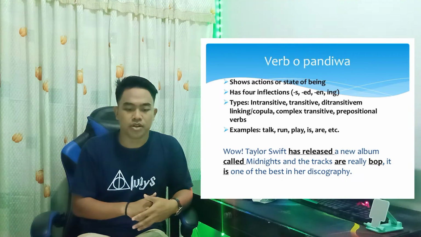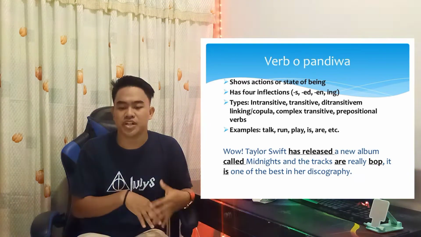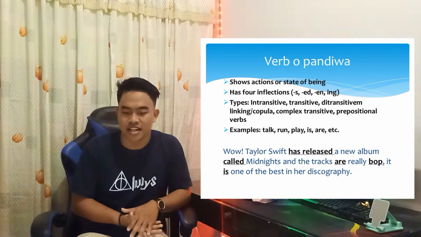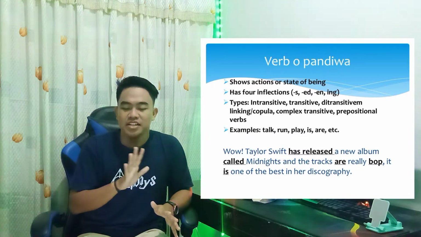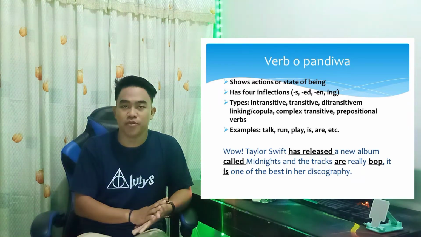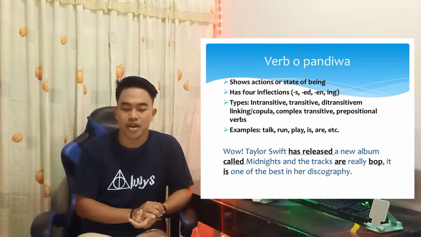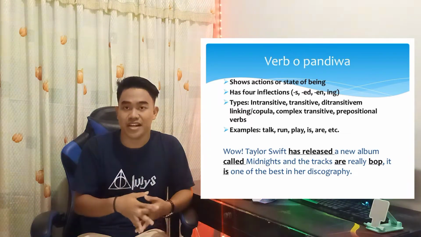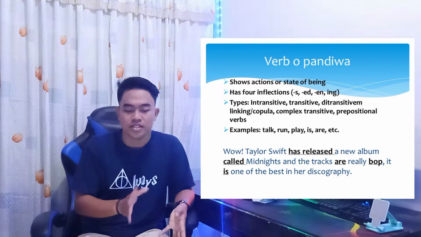There are, of course, types of verbs: intransitive, transitive, ditransitive, linking, copula, complex transitive, and prepositional verbs. For example, talk, run, play, is, are, etc. So these verbs and other states of being can be those that, of course, have inflection.